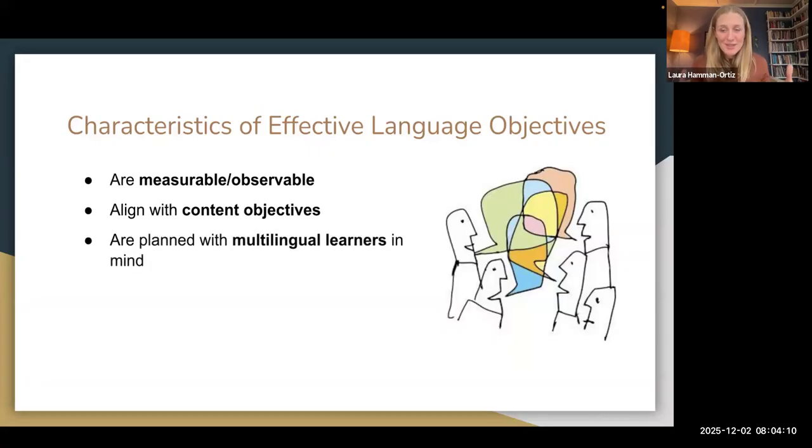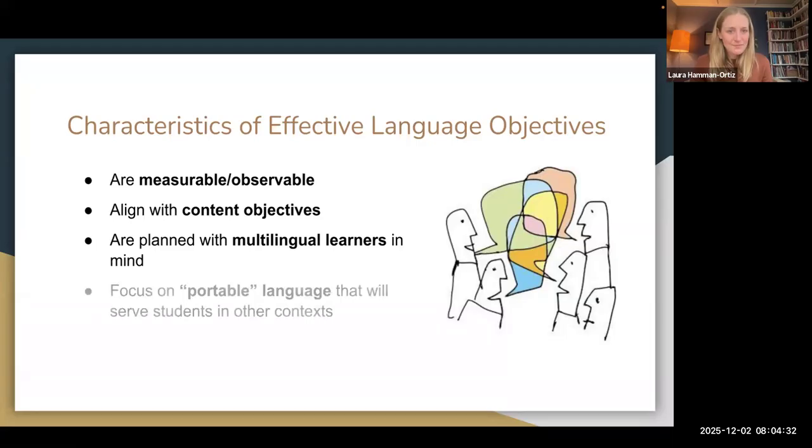They're planned with your multilingual learners in mind. So in dual language bilingual education contexts, we're lucky that all of our students are language learners, but you especially want to think about the students who are developing whatever that target language is, who are kind of non-dominant speakers of that language, because you want to make sure that you're giving them the tools and resources that they need to be able to engage with whatever the content learning is for that day.